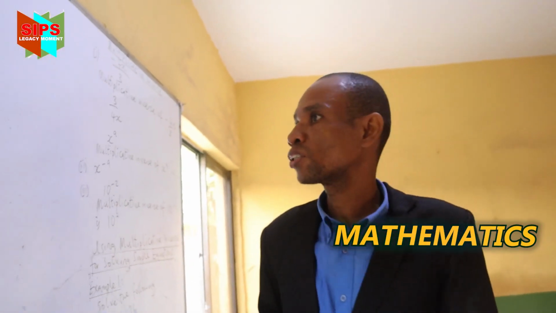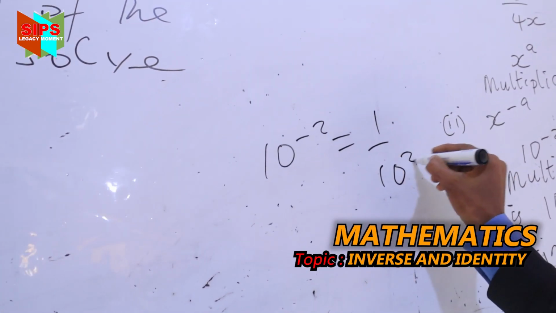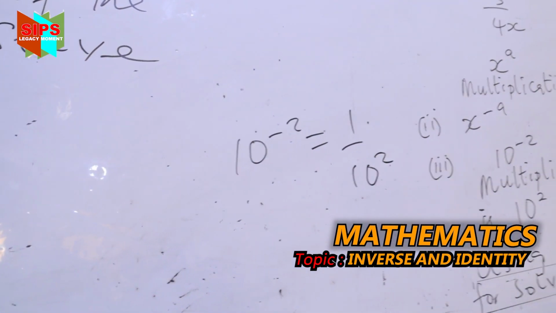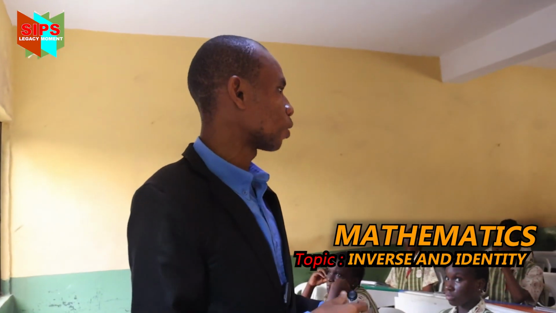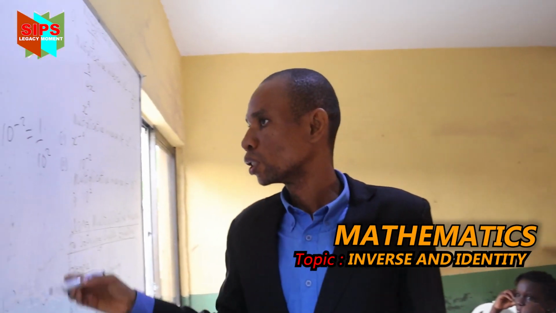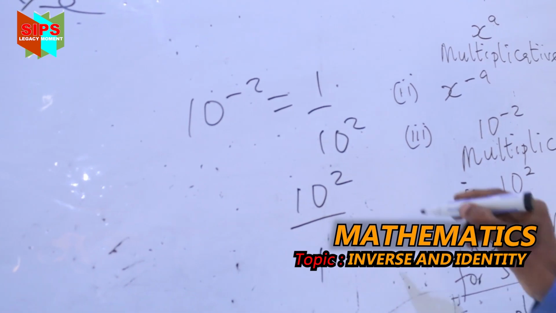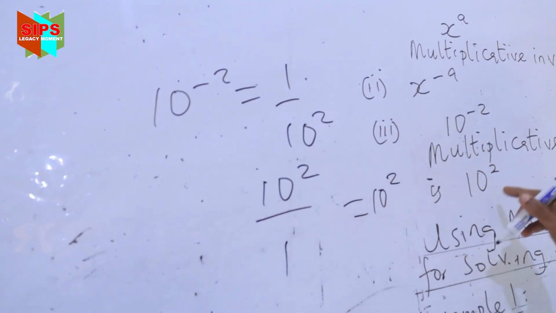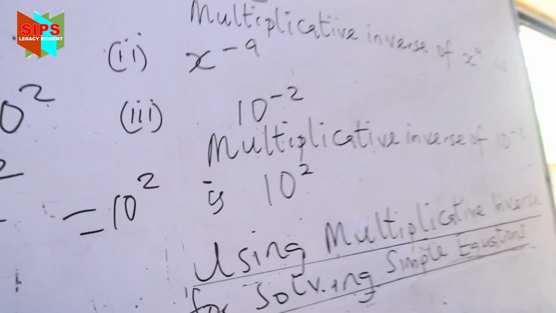Going by indices, 10 raised to power minus 2 is written as 1 all over 10 raised to power 2. I told you that inverse is opposite. You turn it the other way around. So this one becomes, the inverse becomes 10 raised to power 2 all over 1. Please say it as what? 10 raised to power 2. This is how we arrive at this one. Is that clear? Yes, sir.